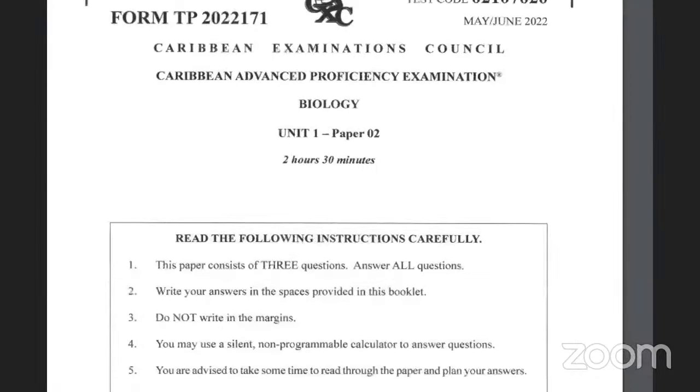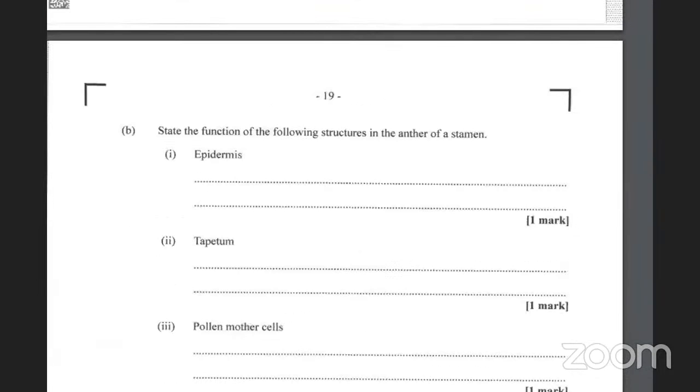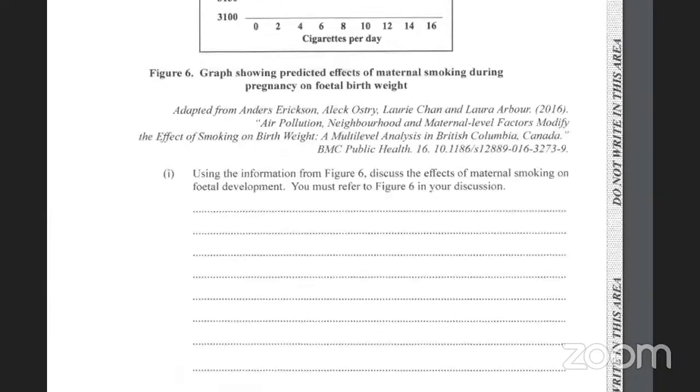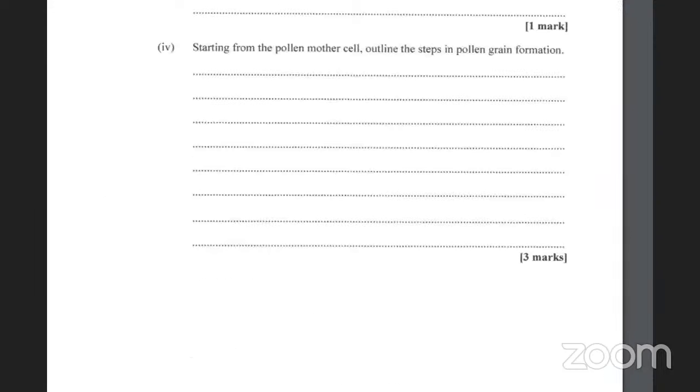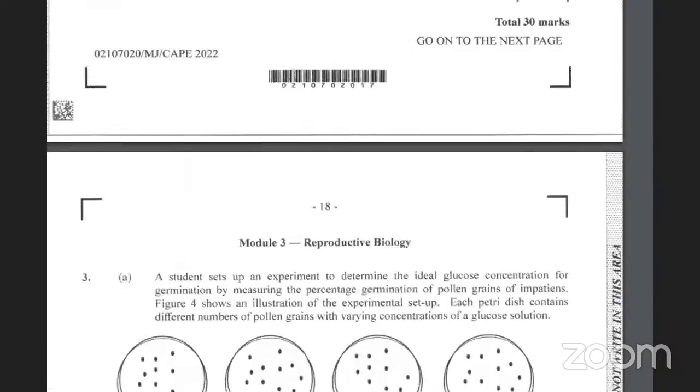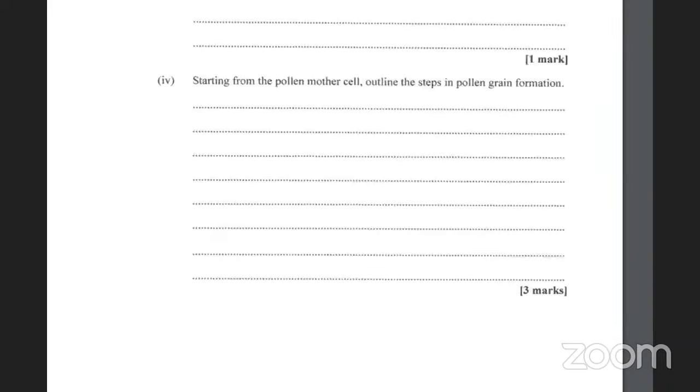All right, so this is the 2022 paper. I'm just going to scroll down to module 3 quickly. And they will see. All right. This question, this is the 2022 paper. It says, starting from the pollen mother cell, outline the steps in pollen grain formation. They should be able to do it for both the ovum and the grain.